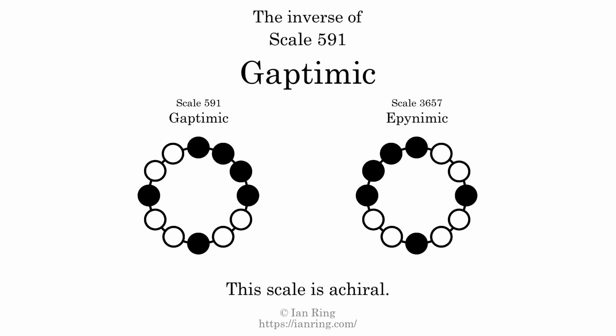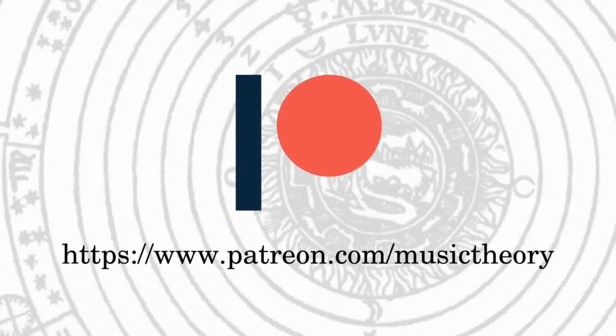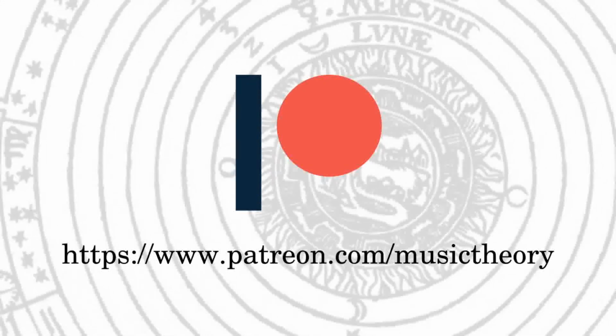The inverse of a scale is a mirror image. It is what you get when the sequence of intervals is reversed. The inverse of this scale is scale 3657, also known as eponymic. This scale is achiral, since it can transform into its own reflection by a rotational transformation. This scale has no rotational symmetry. For even more detail about this scale, visit ianring.com/musictheory/scales/591.